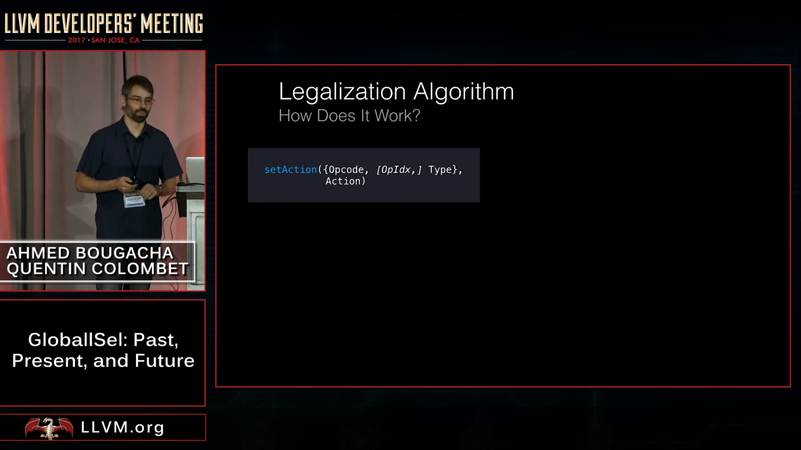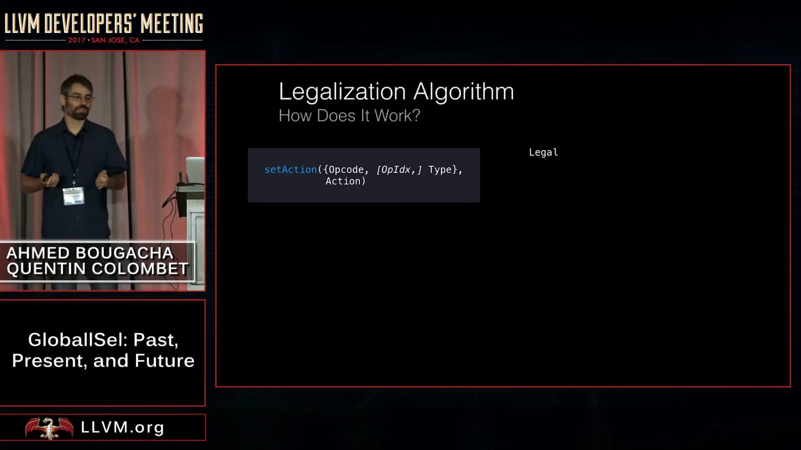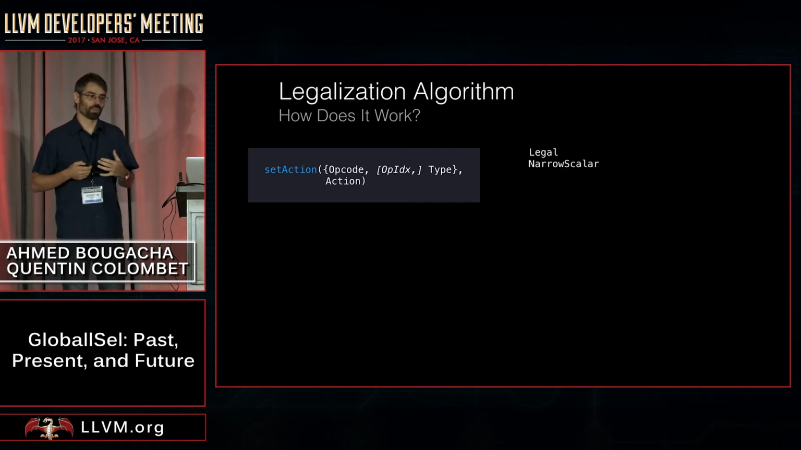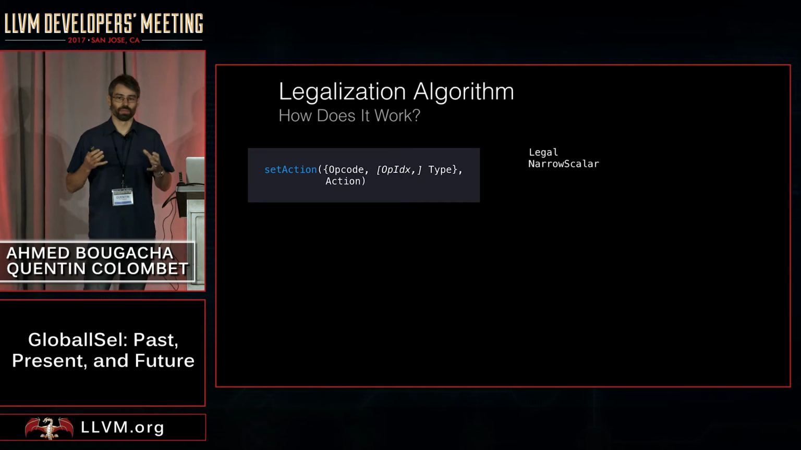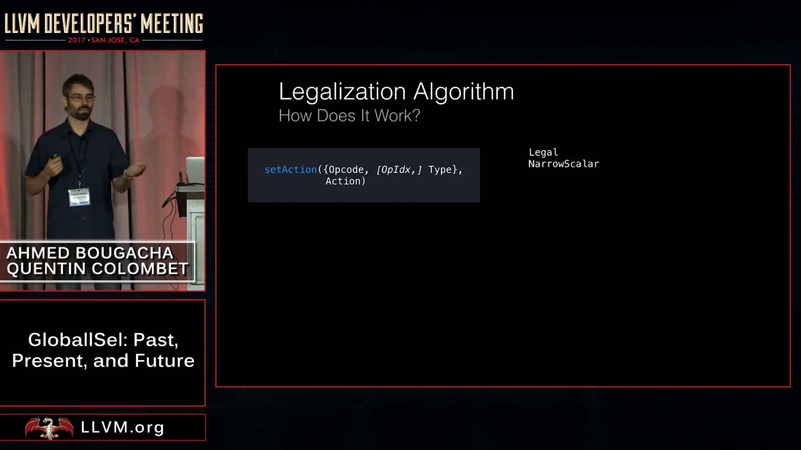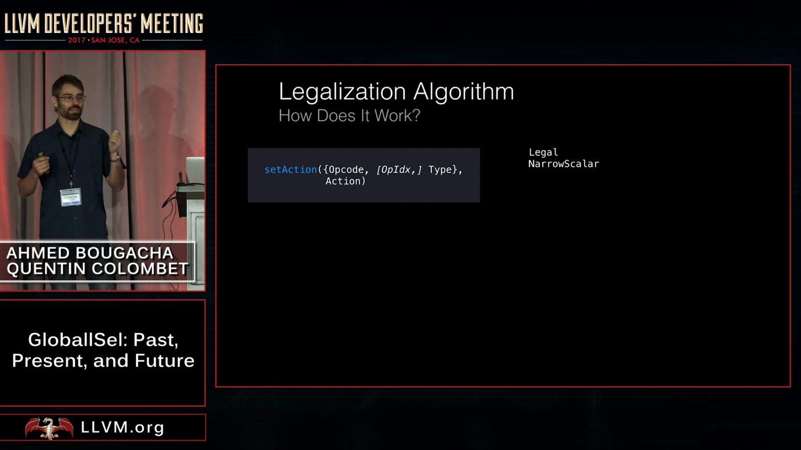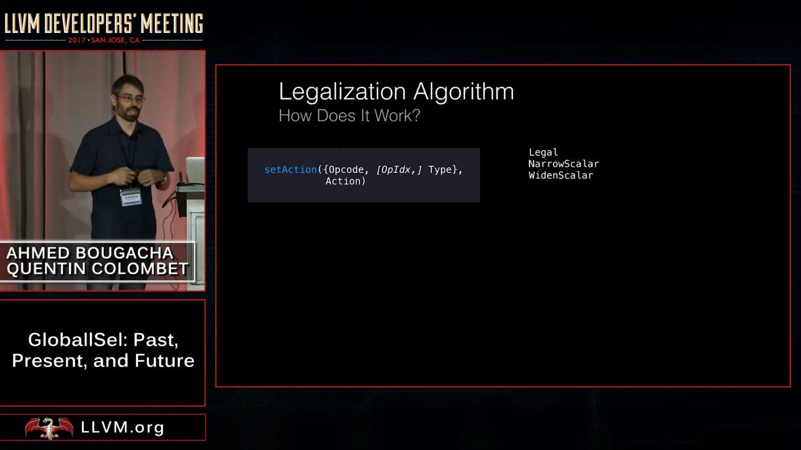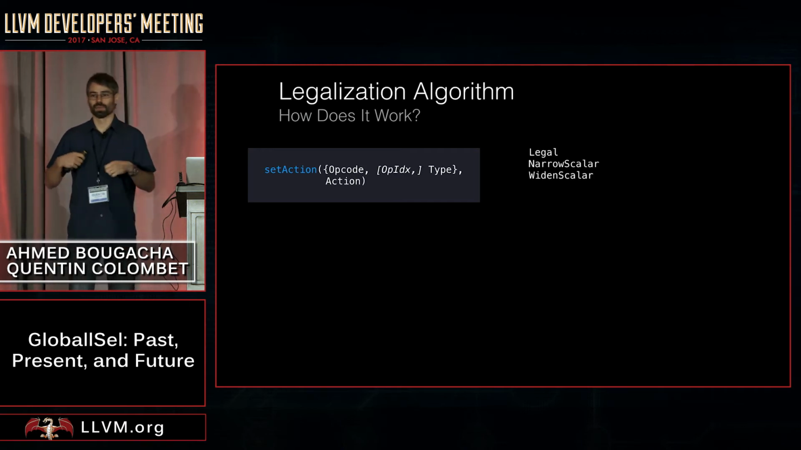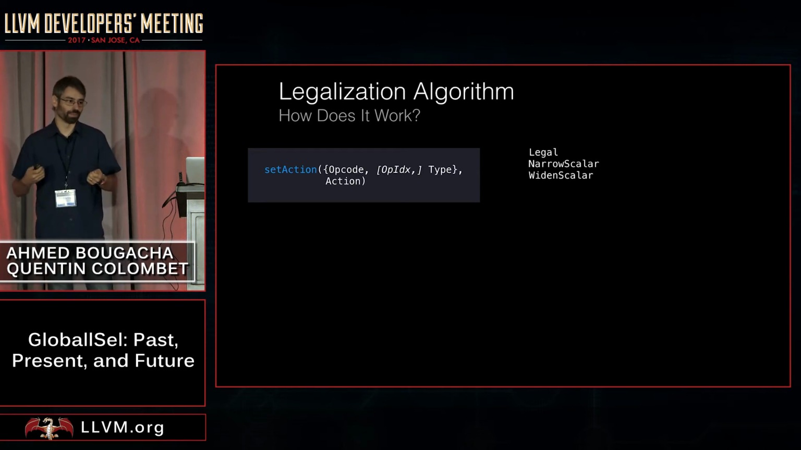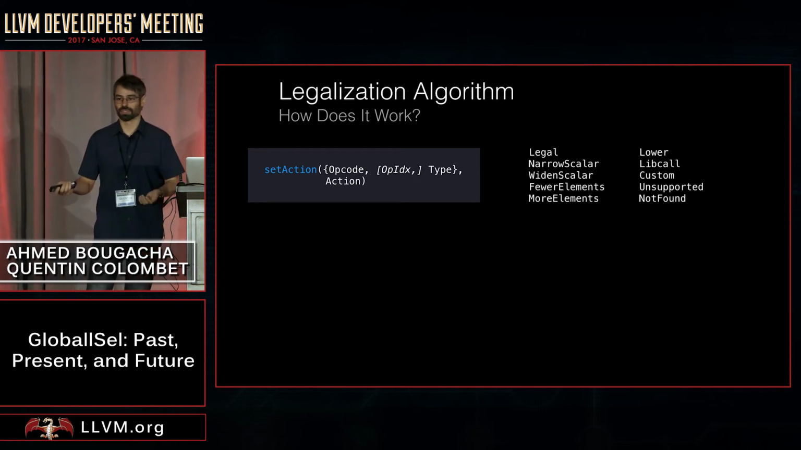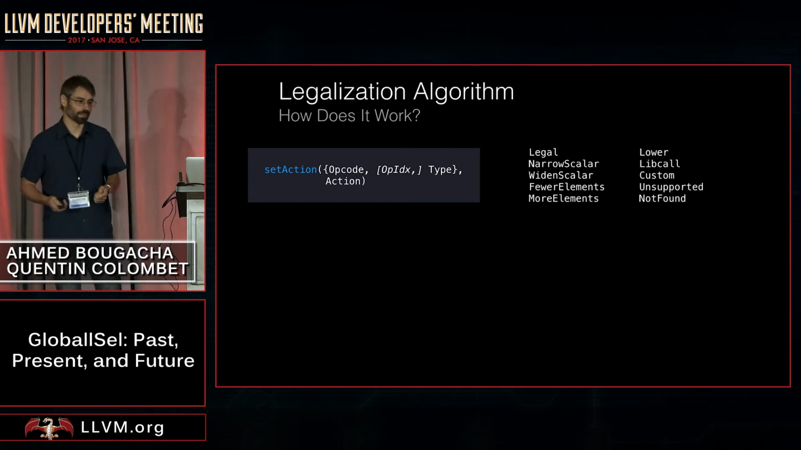The tutorial tomorrow will go into more details on that. As actions, you have a bunch of them. In particular, you can say that something is legal. Also, you can say that you have to narrow a scalar. What this action does is take a type, the input type, and divide it by 2, splitting things by 2. Likewise, you have the widen scalar that is going to multiply the size of the type by 2. And you have a bunch of other actions that are all well documented in the header.